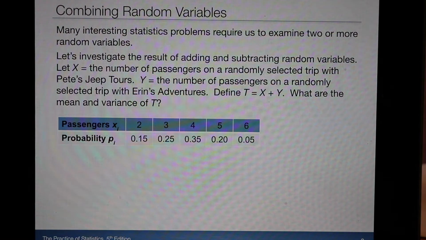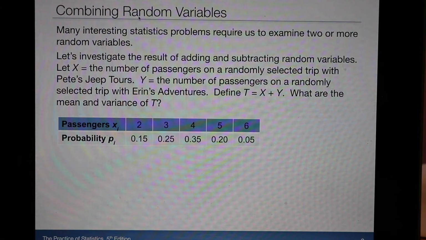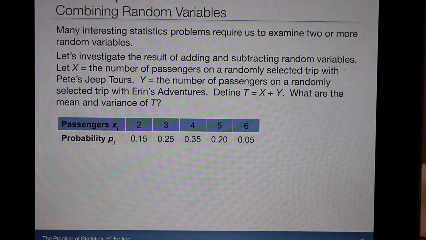So we're going to talk about combining random variables today. I'm going to start with the computer. I have a little PowerPoint presentation. I know it might be kind of strange to read the computer screen, but that'll be fine. We'll get the hang of it. We'll be good to go.